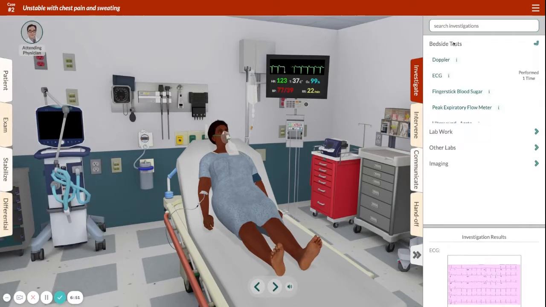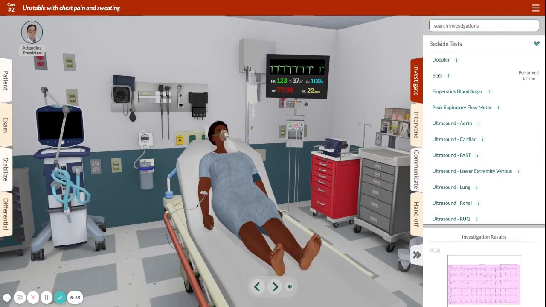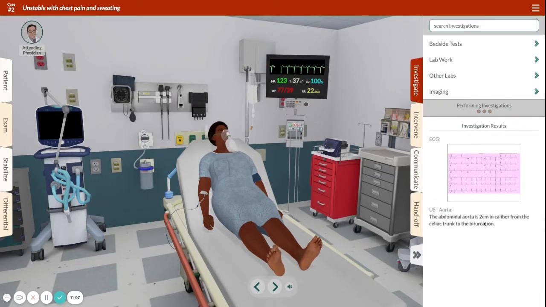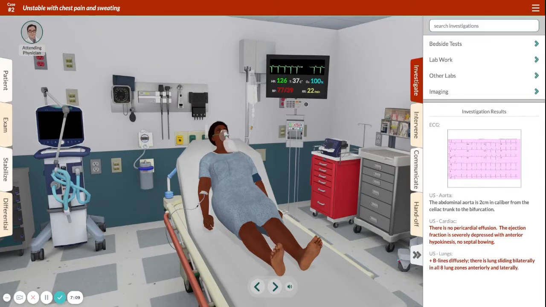Now, in terms of bedside tests, I'd want to obtain the ECG, which we've already done. And ultrasound here can be extremely helpful in rapidly narrowing the diagnosis. If we check her aorta, check her heart, and check her lungs, we'll gather a lot of information within minutes of arrival. And here we can see that her abdominal aorta is normal in caliber, which is reassuring.